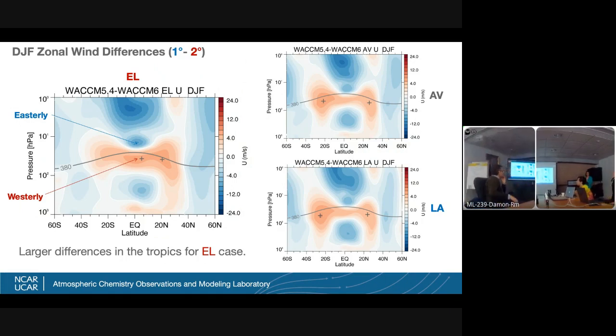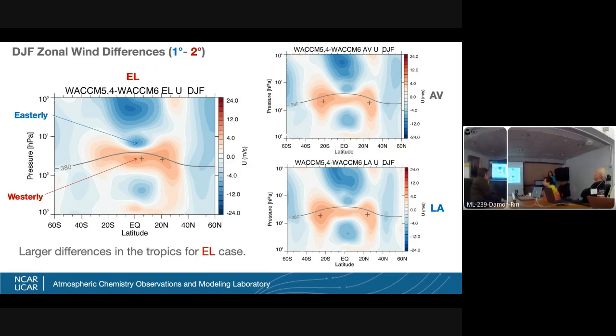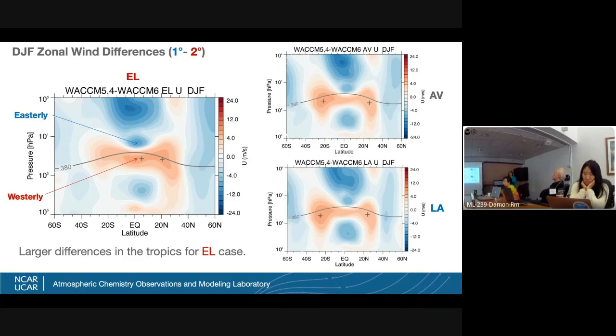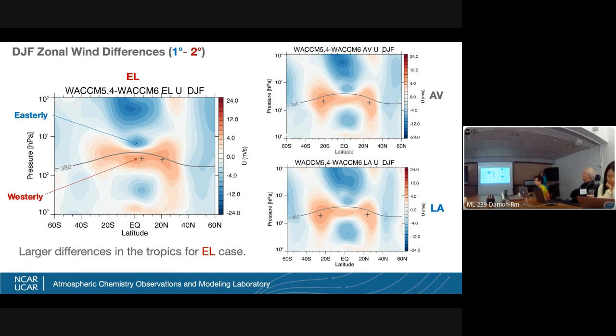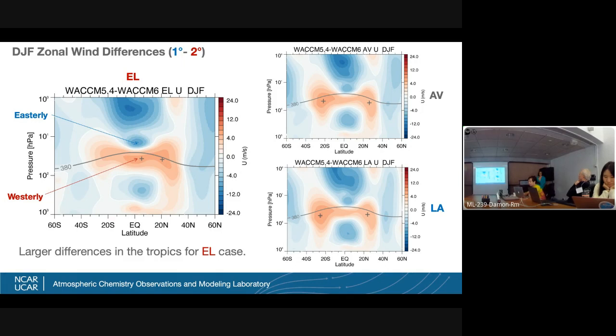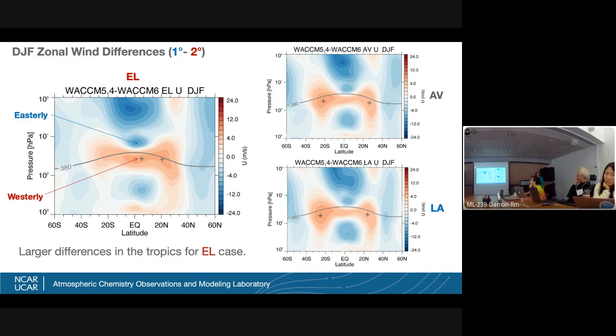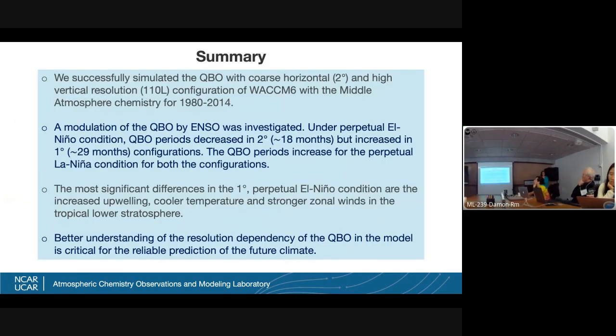So on the right, there are 2 plots. The top plot is the average scenario, and the bottom is La Nina. The differences between 1 degree and 2 degree. I put plus signs in the subtropics, where the jet stream is stronger than 1 degree. They look pretty similar for La Nina and average. But if you look at the plot on the left, this is the El Nino case. For some reason, the zonal wind difference is bigger in the tropics. So something is going on for the 1 degree El Nino case in the tropics. So this is messed up, right?